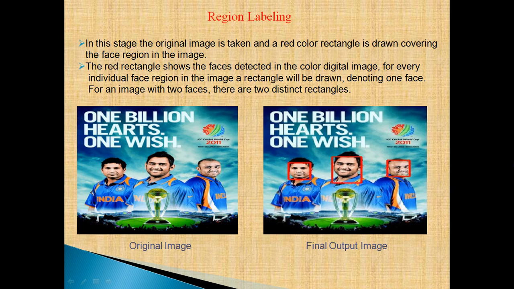You can see the red rectangle shows which faces are detected. Since in this picture we have three faces, we have three individual rectangles. For all the faces that we have in a picture, there will be individual rectangles identifying each one as a face. So this is the region labeling part, and you can see the model works and properly detects all the human faces in a color image.